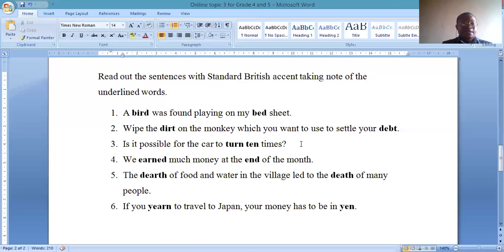Number 3, is it possible for the car to turn 10 times? Number 4, we earned much money at the end of the month. Number 5, the dearth of food and water in the village led to the death of many people. Okay, then lastly, number 6, if you yearn to travel to Japan, your money has to be in yen.